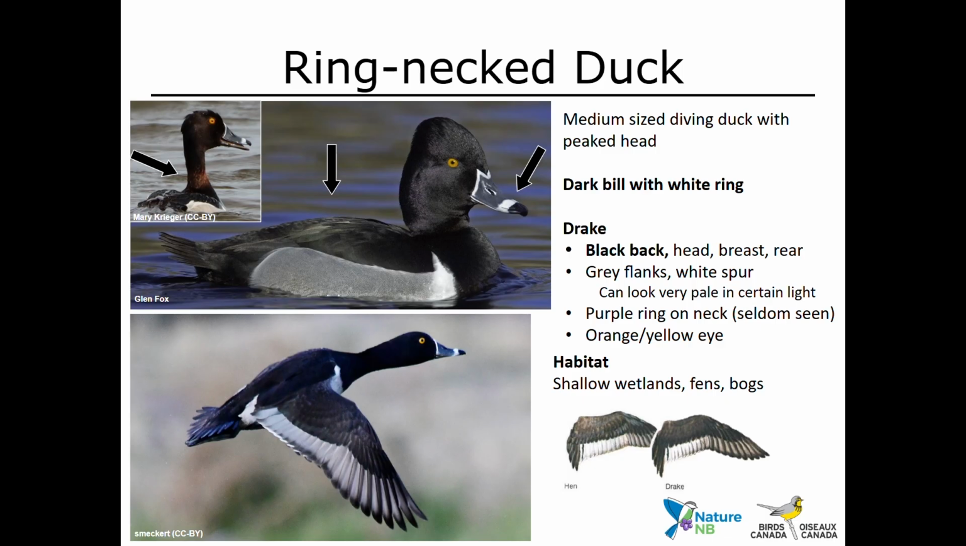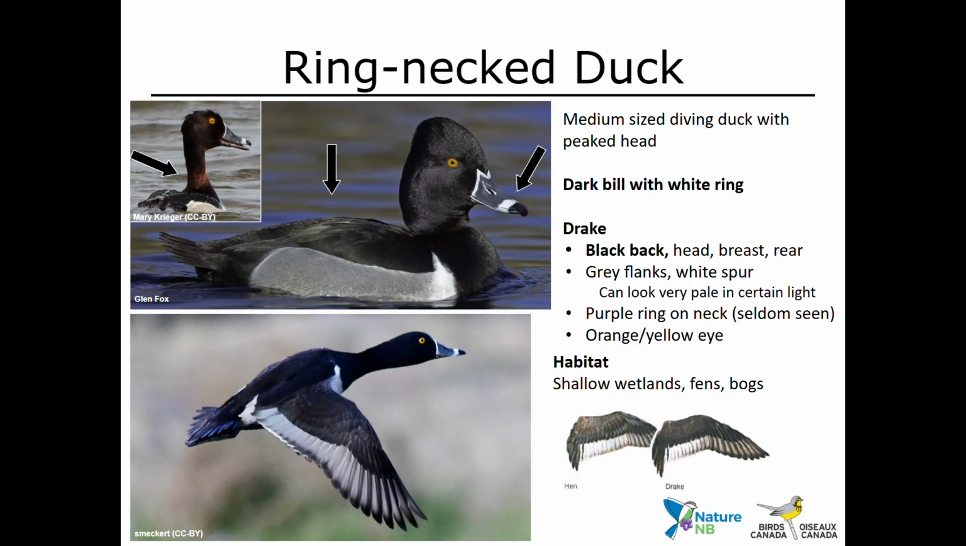Now, one very distinctive duck that you will encounter in your surveys is the ringneck duck. And so unlike the mallard and American black duck, this is a diving duck, and they have a characteristic peaked, almost triangular shaped head and a dark bill with a white ring. The drake has a black back, head, breast, and rear, and then these lighter gray flanks with a white spur, so there's kind of a pointy bit sticking up near the front, near the breast. That can look very pale in certain light.